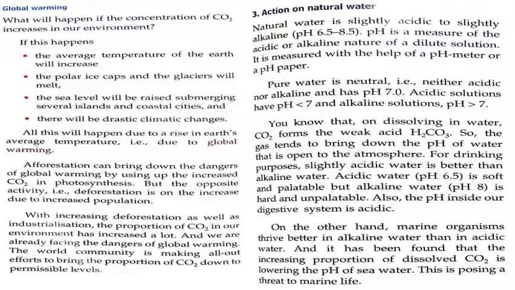Afforestation can bring down the dangers of global warming by using up the increased carbon dioxide in photosynthesis, but the opposite activity, that is deforestation, is on the increase due to increased population. So what they are saying is, if we plant trees, if afforestation is done, then we can bring down the dangers. That is, we can control the amount of carbon dioxide that is present in the air. But if we just keep on doing deforestation, then even afforestation will not help.